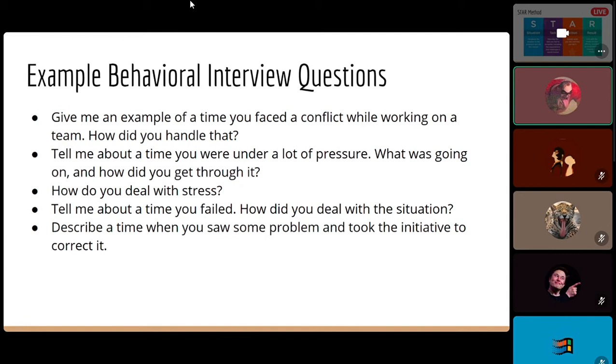So what the company's trying to figure out is how you go about handling conflict, first of all, and how you work on a team, because they're really looking for that, right? It's very common in the industry, so it's a good question to ask. Another question they might ask is how you deal with a lot of pressure and how you really went through it. And this is a good question to ask.